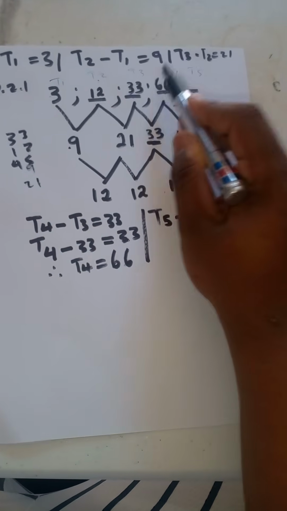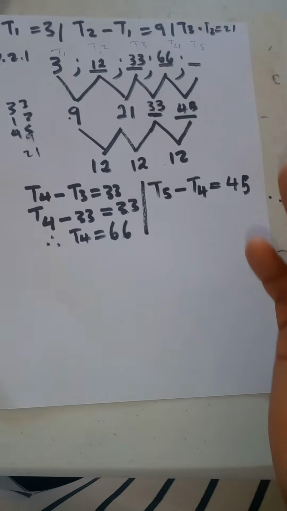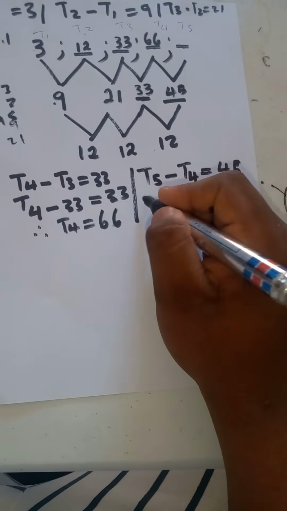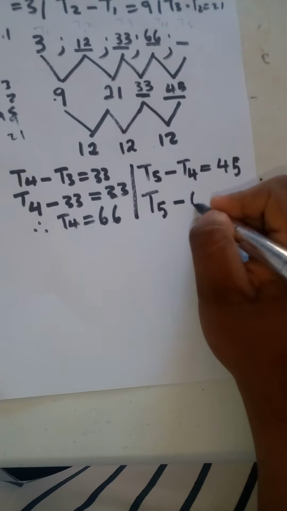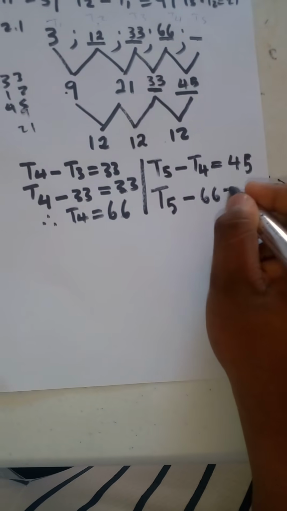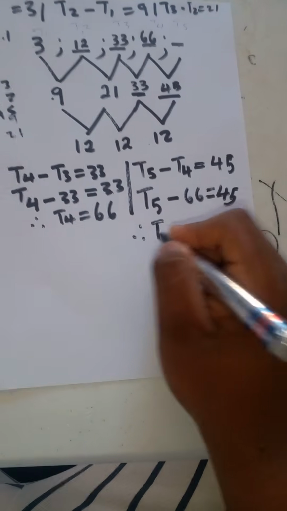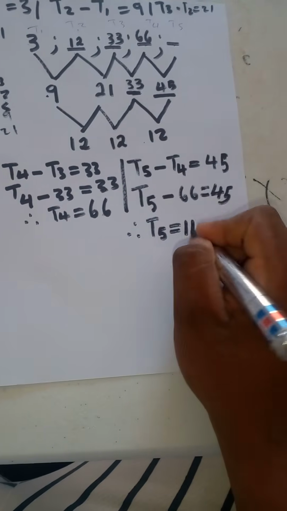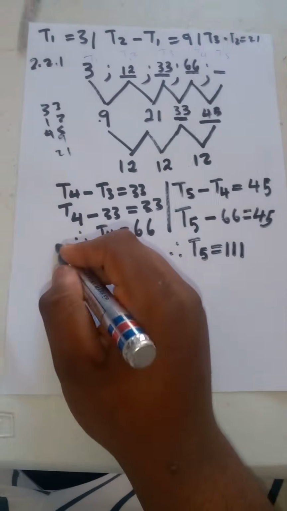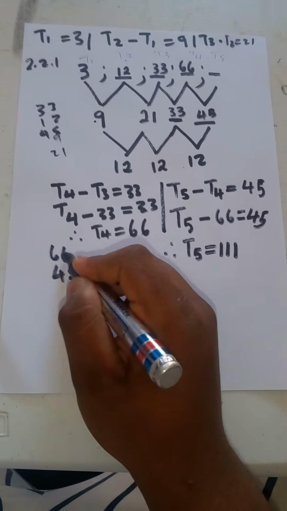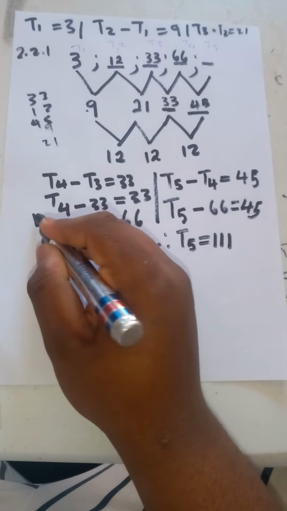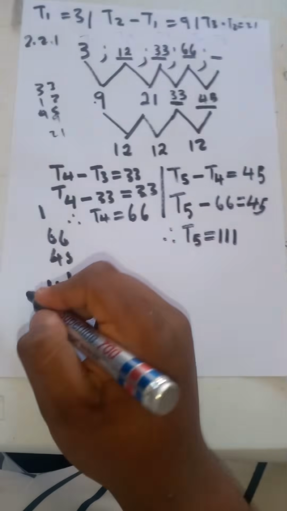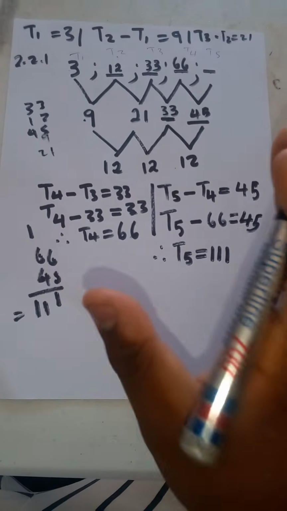T5 minus T4 gives us 45. That's what we know according to the arithmetic pattern. So now T5 is the one that I want, right? T5 minus T4, what is T4? 66, which is equal to 45. Therefore, T5 is equal to 111, because 66 plus 45: 6 plus 5 is 11, put that one there, 6 plus 4 is 10, add that one, it is 11. You see? That's how you form that. You must just interpret it correctly.